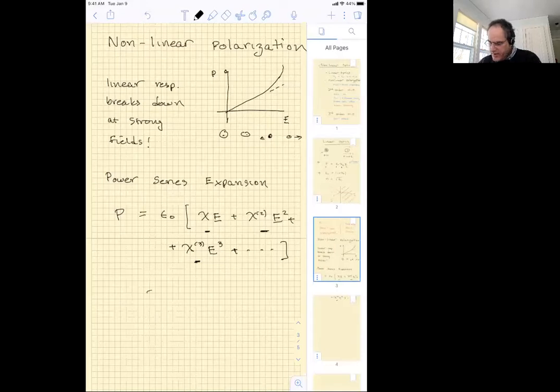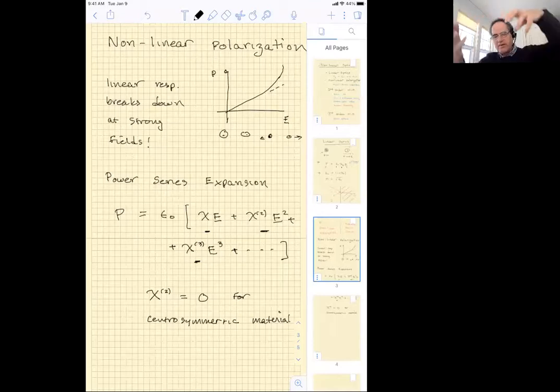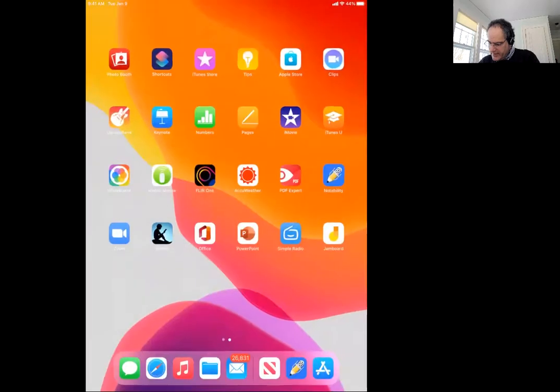Something that we should note, though, is that there are cases when, for symmetry reasons, the second order susceptibility will be 0. And this is true in what are called centrosymmetric materials. So, for example, silicon would be a centrosymmetric material. If you take a silicon crystal and you turn it upside down, it looks exactly the same. It's centrosymmetric, okay? So silicon is a crystalline material with that form.